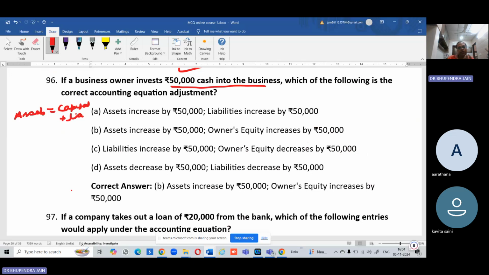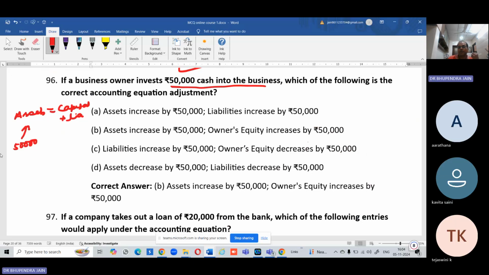So whenever we invest the money in the business, assets will increase by rupees 50,000, and the capital will also be increased with rupees 50,000. So assets increase 50,000, liability increase 50,000, wrong. Asset increased by 50,000, owner equity increased by 50,000, right? Yeah, wrong. Correct answer.